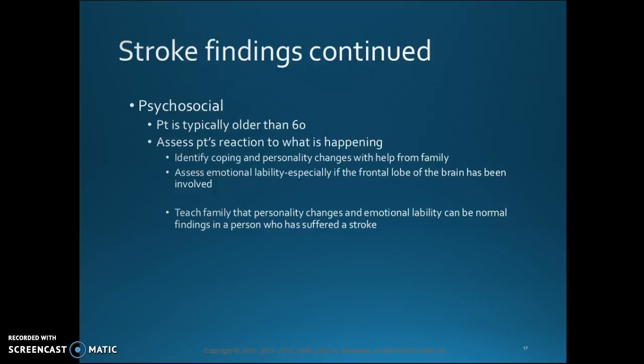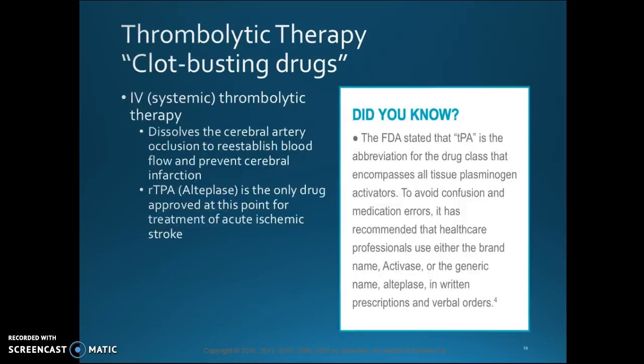This is very normal for somebody that's had frontal lobe involvement. So I want to teach the family that personality changes and emotional lability can be normal findings in a person who has suffered a stroke. And so I need to know that too. The patient is not just acting weird or having inappropriate responses, like thinking it's actually funny that they've had a stroke. They truly have had this brain change, and I need to be aware of that.